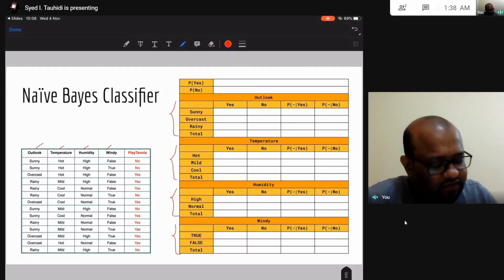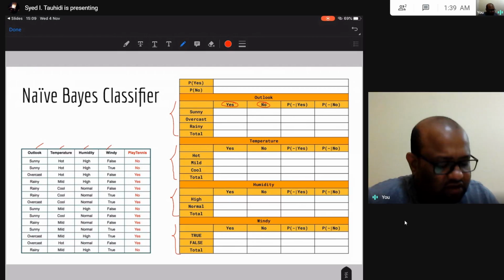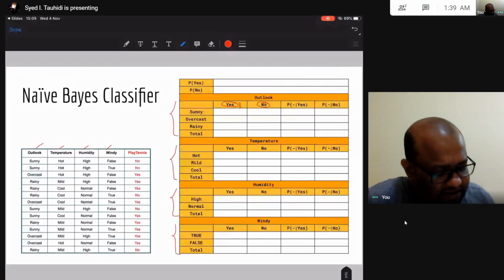What do I have? Along the columns I have the different classes, so I have two classes here, no and yes. So along the columns I have yes and no. So two classes throughout. In all the tables I have these two classes along the columns. Along the rows, what do I have?